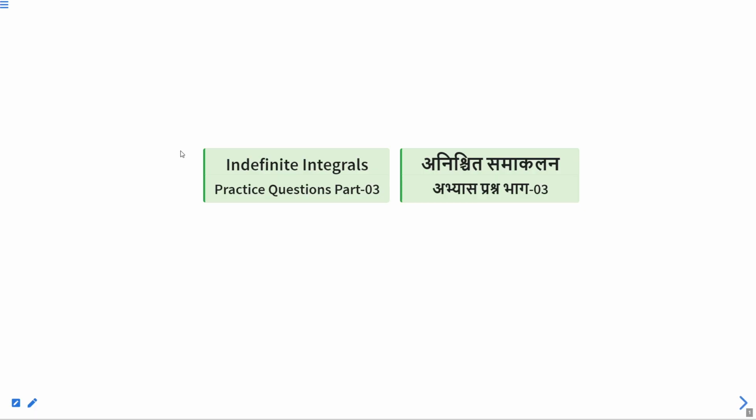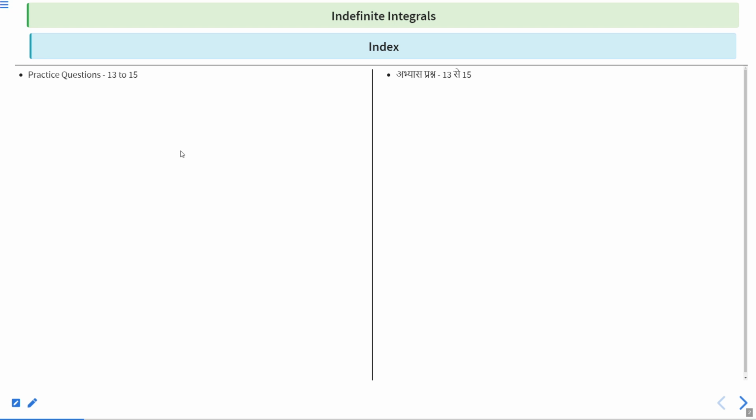In today's lecture, we will do some more questions based on indefinite integrals. In the last lecture, we had covered till question number 12. So in today's lecture, we will start from question number 13 and we will go till question number 15.